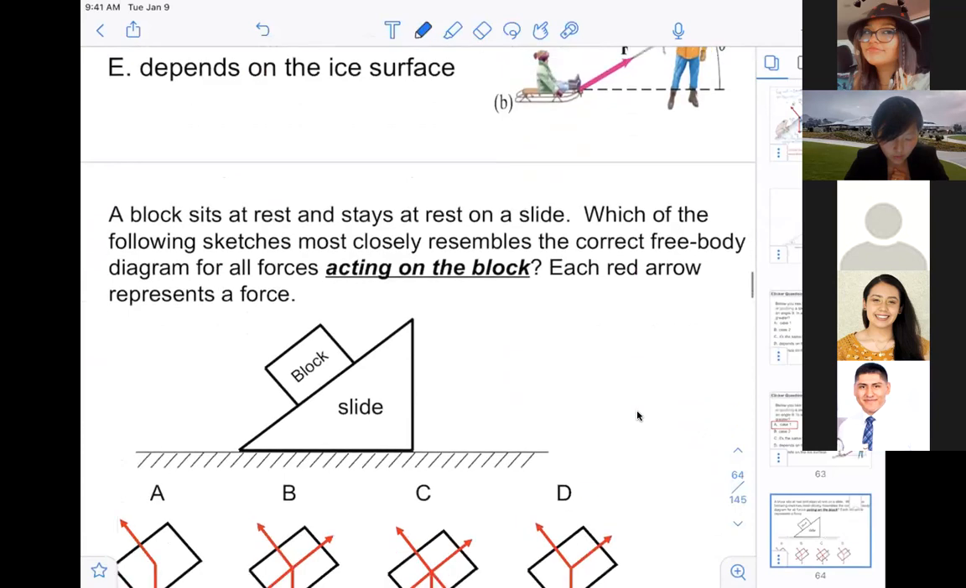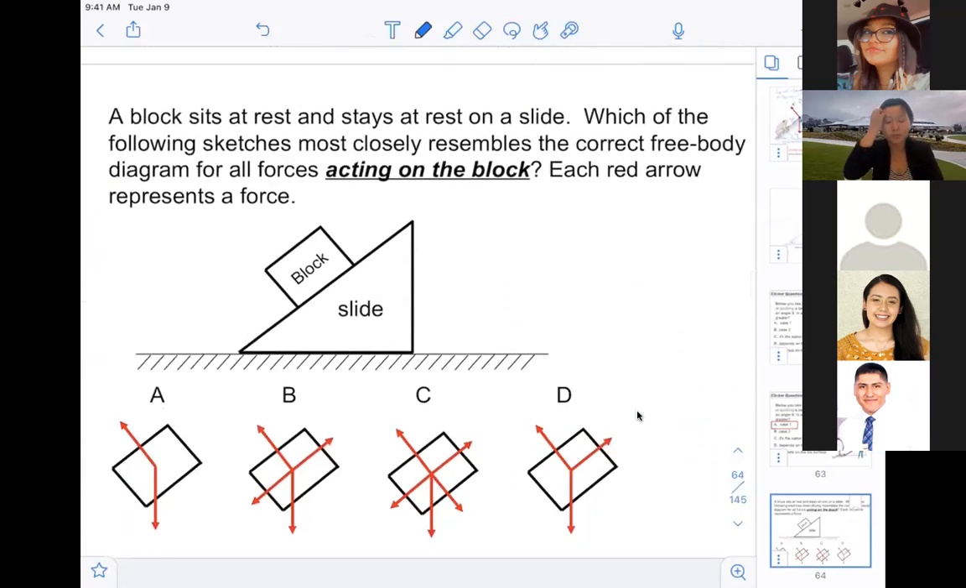Okay, now let's look at this question. Here we have a block that sits at rest and stays at rest on the incline. Which one of these sketches is a correct free body diagram of the block? This one I would just have you vote. It's a recap of all the incline problems we have been doing so far. So just go ahead and put in your thoughts. Which one of these is a correct sketch?